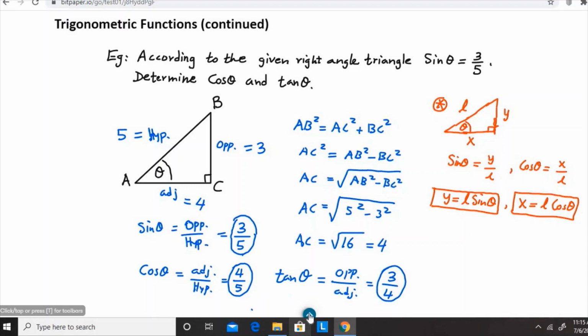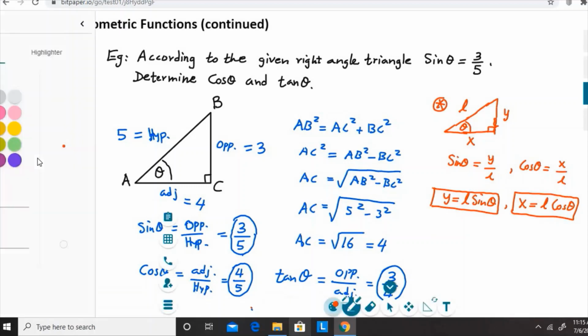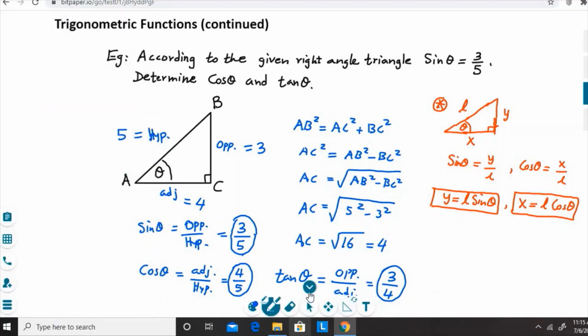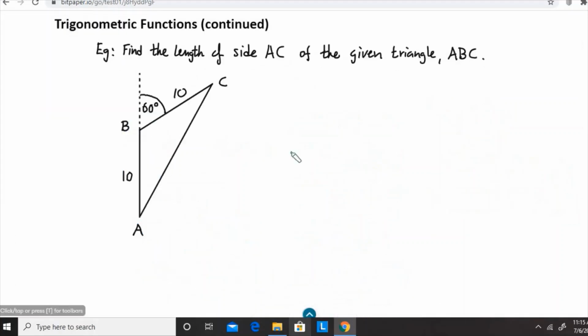Now let's go to the second example. So this is the second example. Again, it uses geometry and some basic trigonometry that we discussed. Find the length AC, the length of side AC of the given triangle ABC. So you can see ABC triangle. We need to find this distance. So let me call that L. We need to find a value for L.